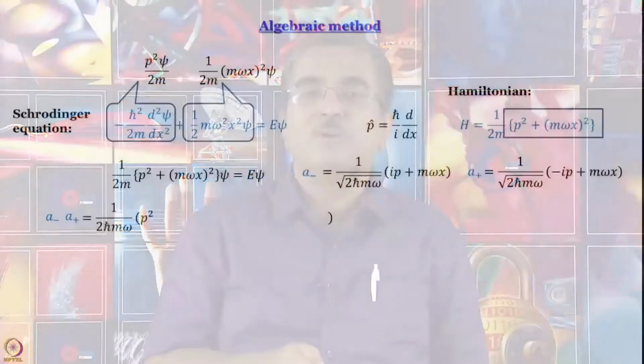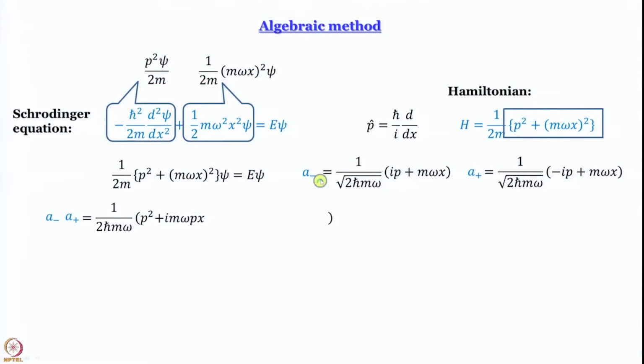Next, what do we get? We can work with this i p and this m omega x, and we will get i m omega p x.